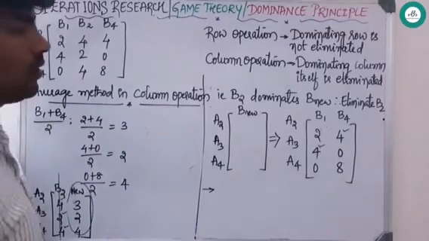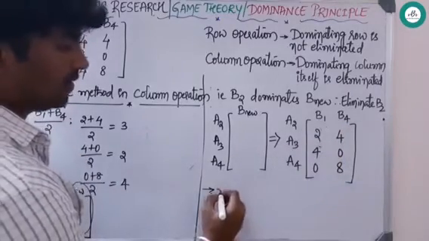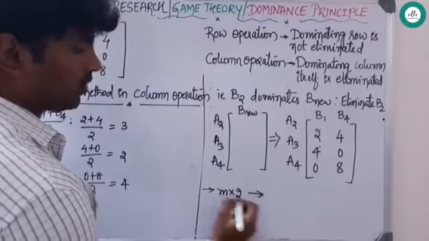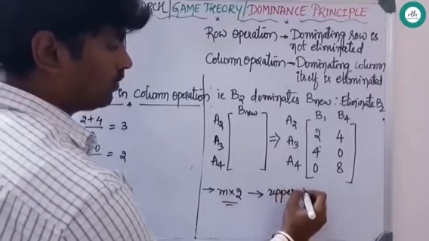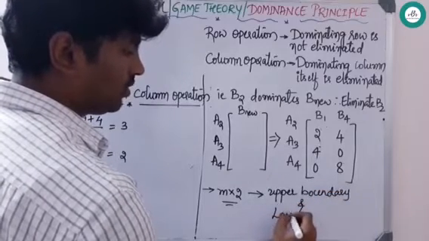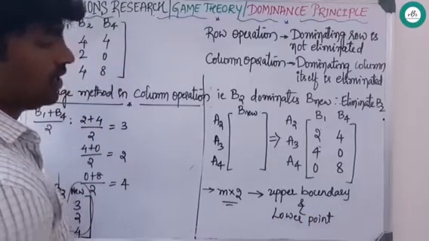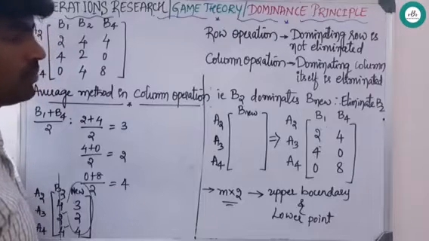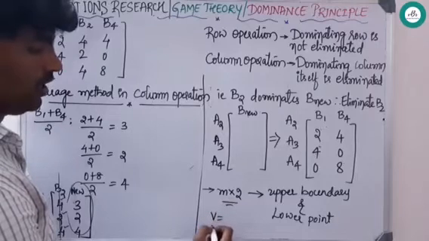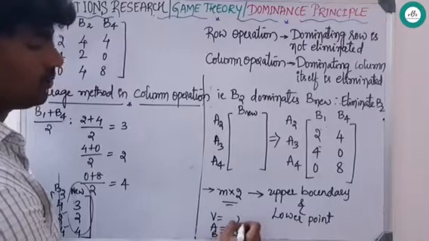Since row operation and column operation are not possible here, we can proceed with this problem using the graphical method, that is M cross 2. For this M cross 2 matrix, we have an upper boundary and a lower point. So proceed with the graphical method, which is type 3 case B, available in the previous videos. Compare with that and solve this. Finally, you calculate the value of the game and the best strategy for player A and the best strategy for player B. This completes your problem.